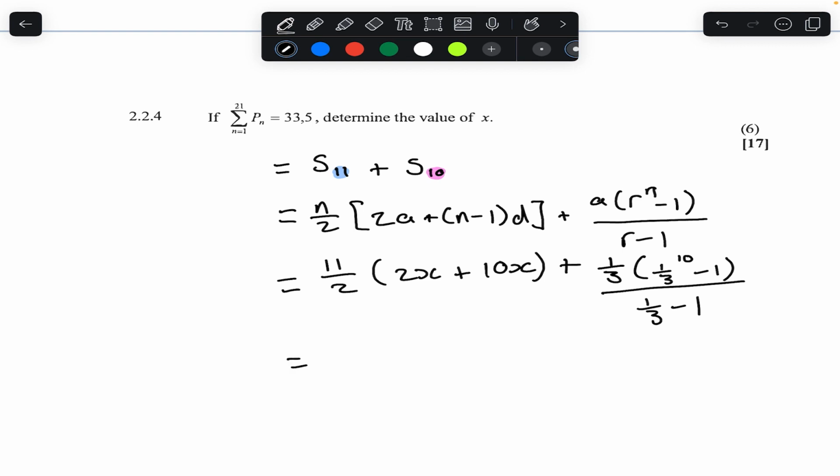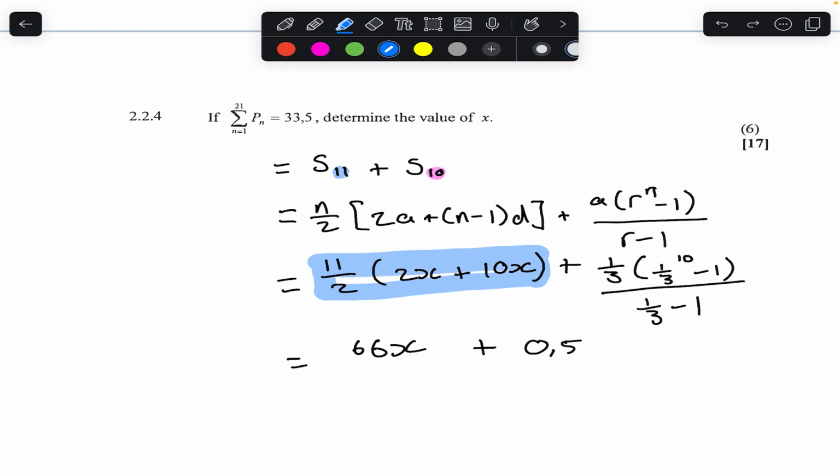If I simplify this, I get the first part there as 66x plus, and if I type that into my calculator, I get 0.5. So let me just highlight that. So I have this part here, which is my odd numbers. So the odd numbers that I added all together, so the sum of my odd numbers plus the sum of my even numbers, which were my geometric sequences.